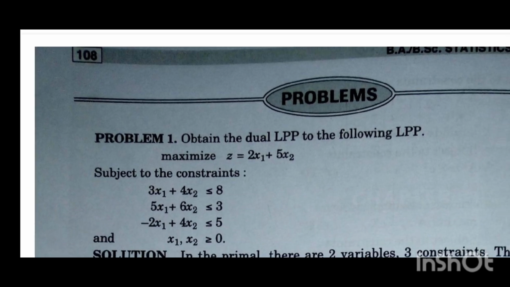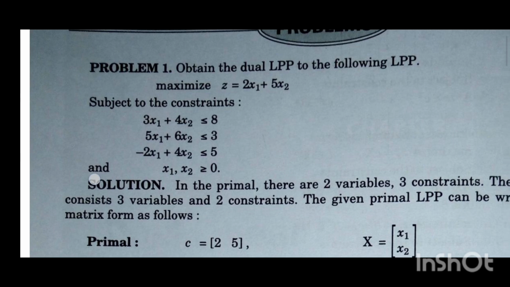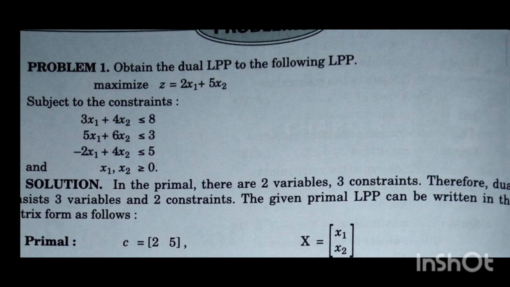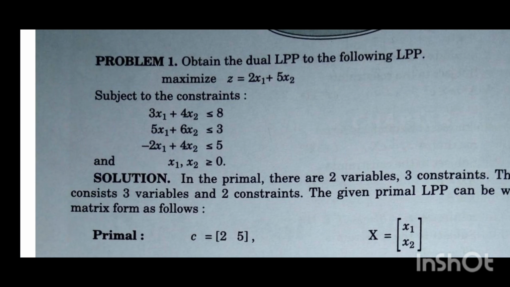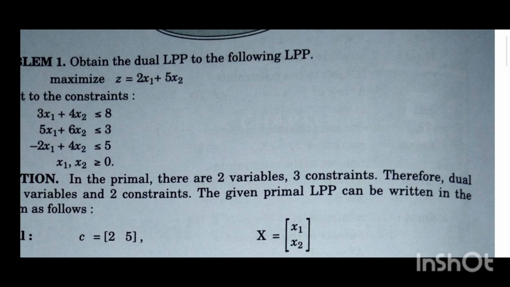Next, one example problem. Obtain the dual LPP to the following LPP. See, max z equals 2x1 plus 5x2, subject to the constraints 3x1 plus 4x2 less than or equal to 8, 5x1 plus 6x2 less than or equal to 3, minus 2x1 plus 4x2 less than or equal to 5, and x1 and x2 are always greater than or equal to 0. In the primal, there are two variables and three constraints. Therefore, the dual consists of three variables and two constraints.